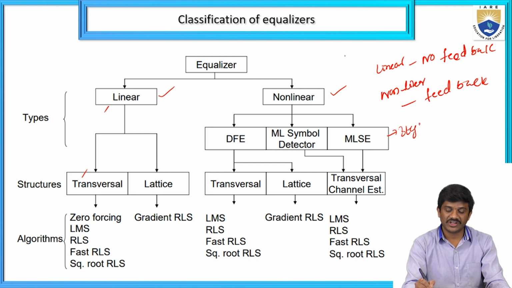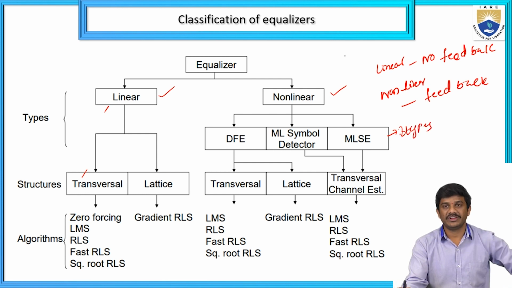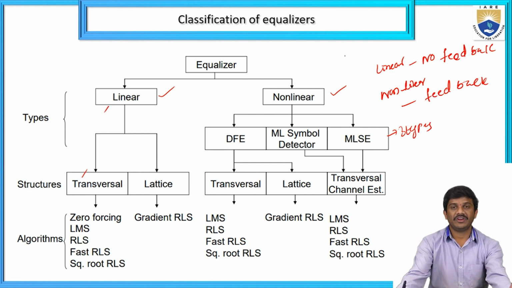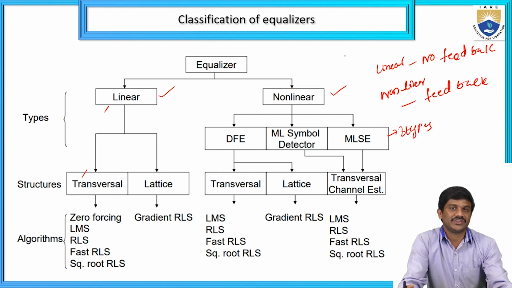These three types are again divided into different structures: transversal structure, lattice structure, and transversal channel estimation. Here we have two types of equalization: linear equalization and non-linear equalization. The different structures of the linear are transversal and lattice. Coming to non-linear, we have three types of non-linear equalizers: decision feedback equalization, maximum likelihood symbol detector, and maximum likelihood sequence estimation. Again they divide into three different structures: transversal, lattice, and transversal channel estimation. These are the types and structures of the equalizers.